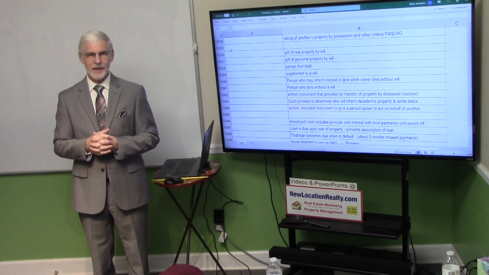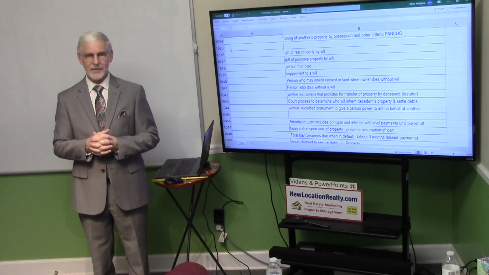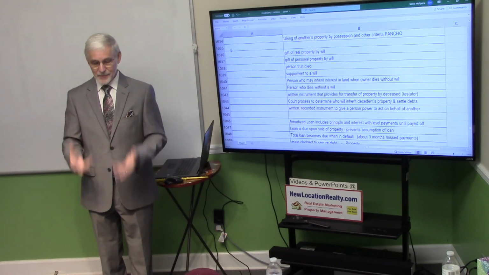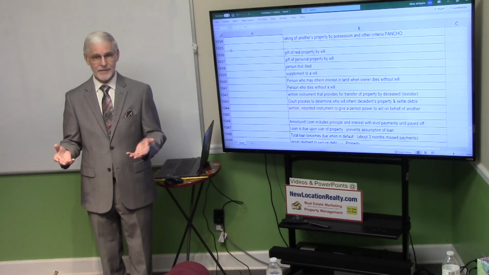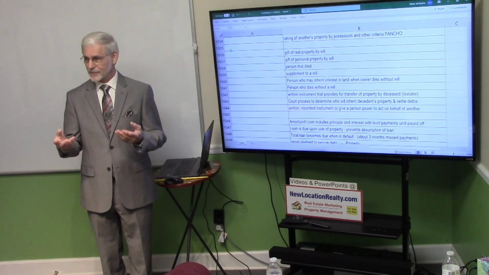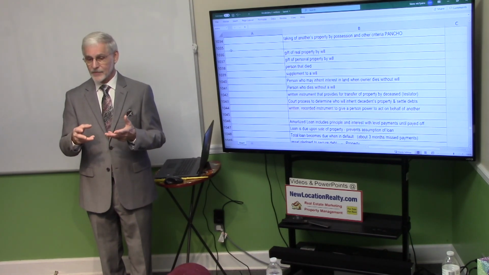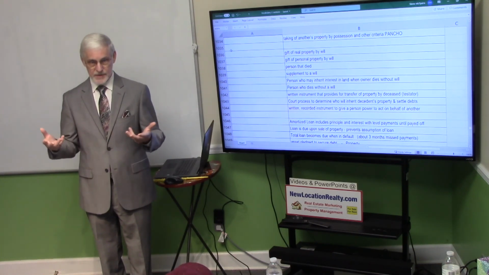Person who may inherit interest in land when the owner dies without a will. An heir. Yeah, they can die, they'll get the property with or without the will, but if they don't have one, they're going to have to, I don't know how they prove they are. If they don't have a will, the state is going to step in and decide who gets it.